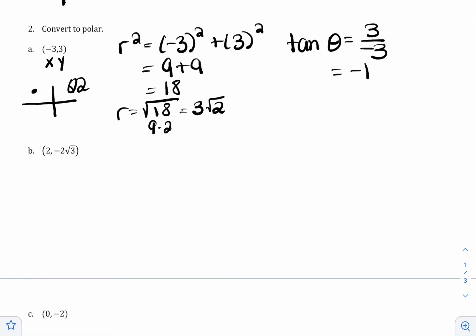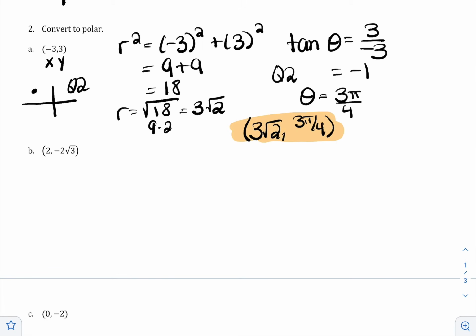Very important. We've talked about in the past how people really tend to forget about quadrants. You really have to think about your quadrants. So I am in quadrant 2. The angle that makes tangent -1 in quadrant 2 is 3 pi over 4. So this is 3 radical 2, 3 pi over 4. So here's my point in polar. Same point, just a different way of writing it.